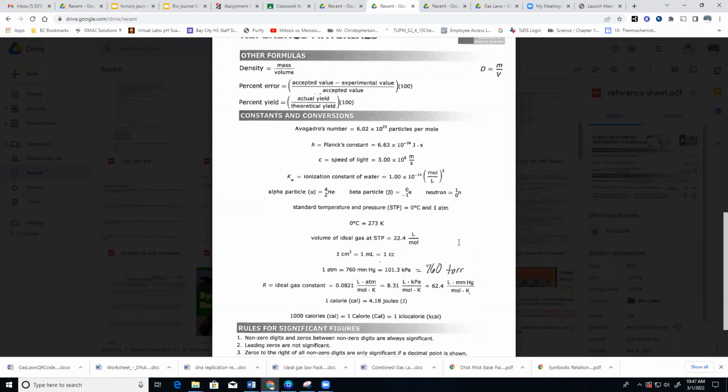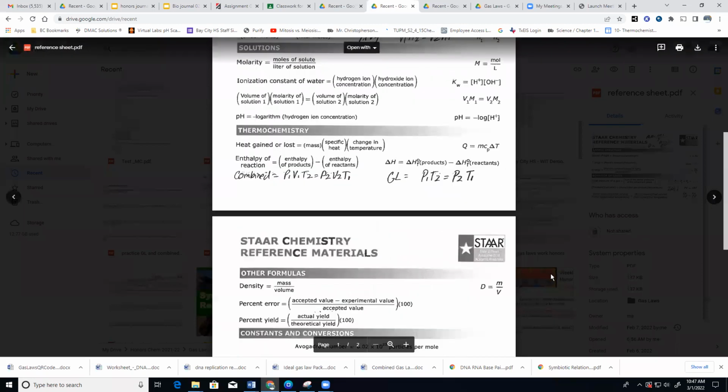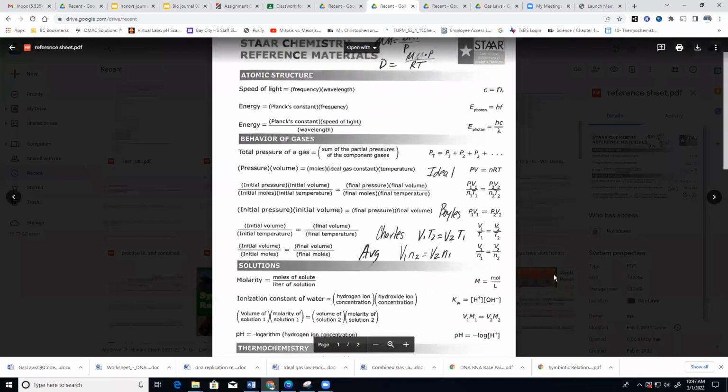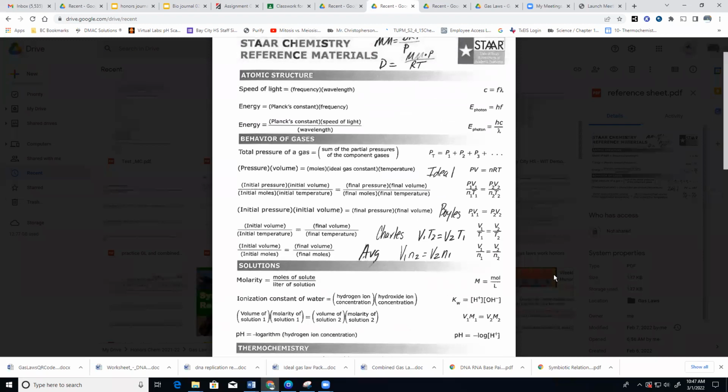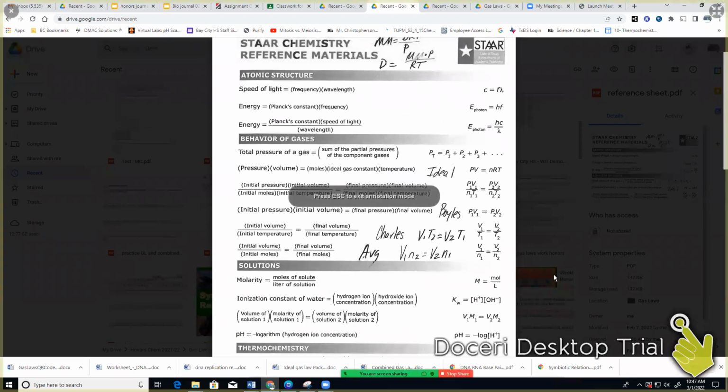All right, so if you look on your reference sheet, ideal gas law is what we're going to be looking at today. And it's different than what we've looked at because there's only one set of parameters. So I don't have a P1 and a P2 or a V1 and a V2, just one set of parameters. We're also using something called R, which is the ideal gas constant in this formula.